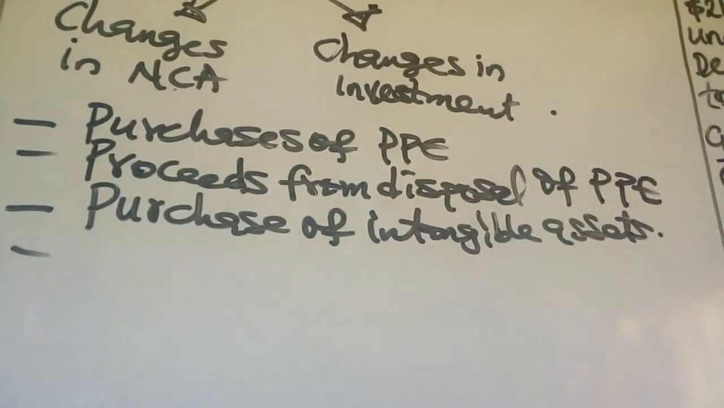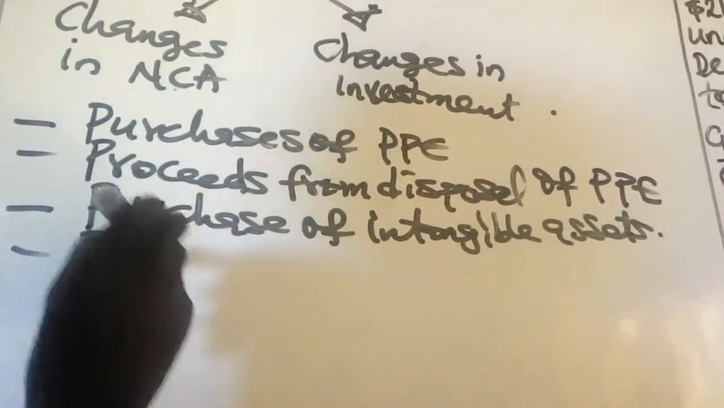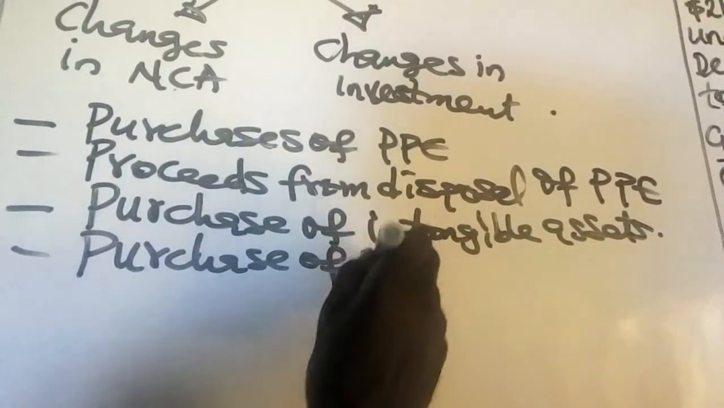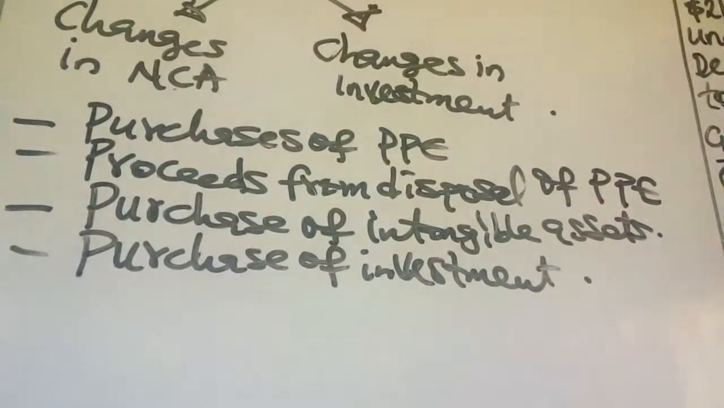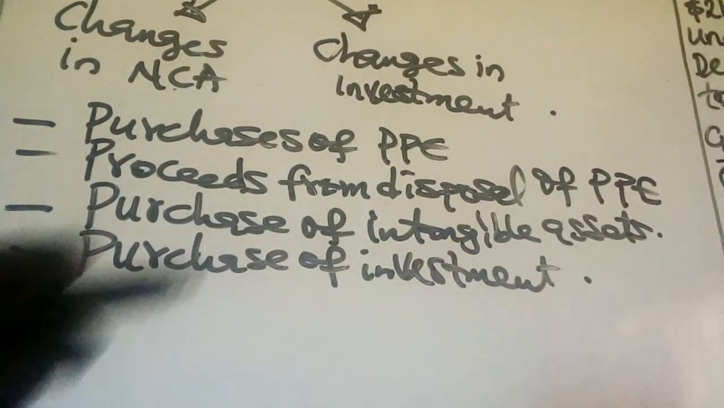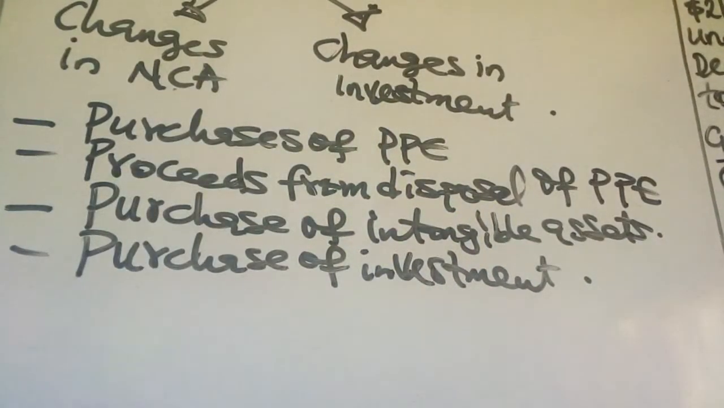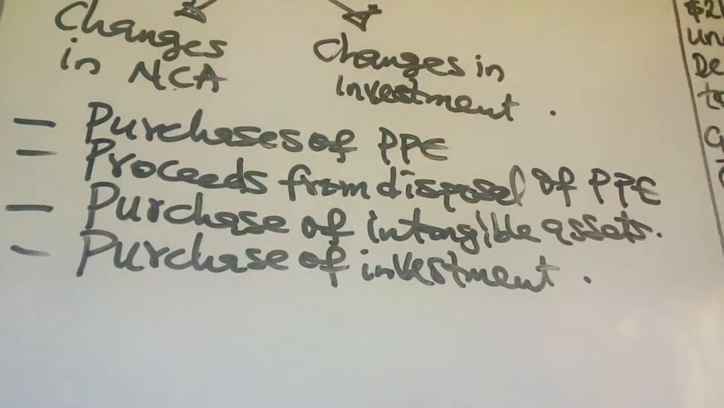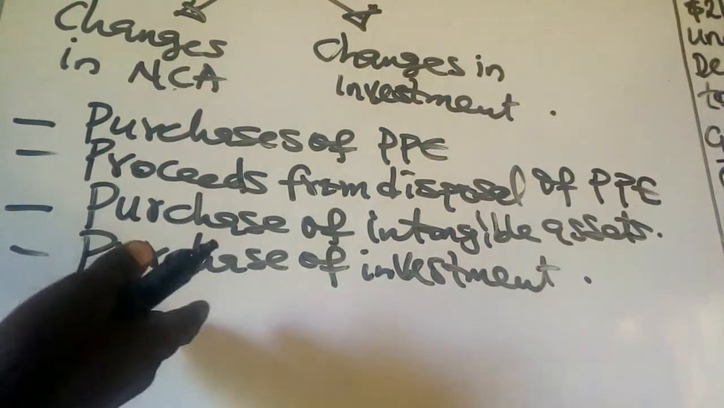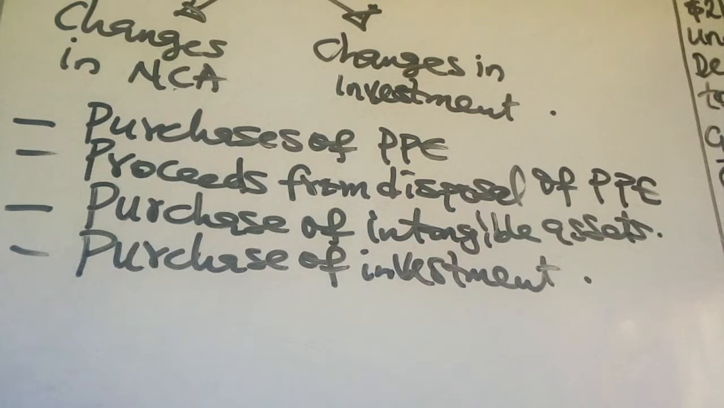Then you may also have changes in investment, where there is purchase of investment. Your investment is still part of the non-current asset. I mean the long-term investment, not the short-term. Long-term investment is part of non-current assets, but short-term investment could be a current asset. If it meets the definition of cash equivalent, you are going to report it as cash equivalent, not as investing activities.